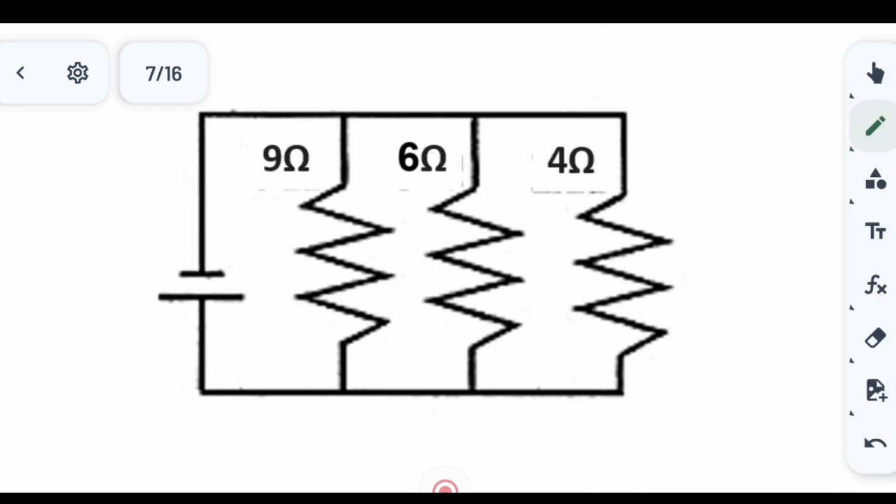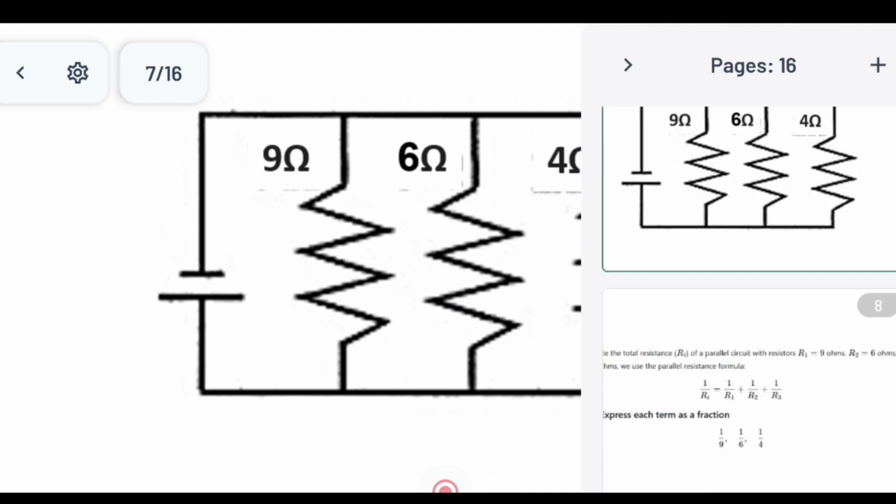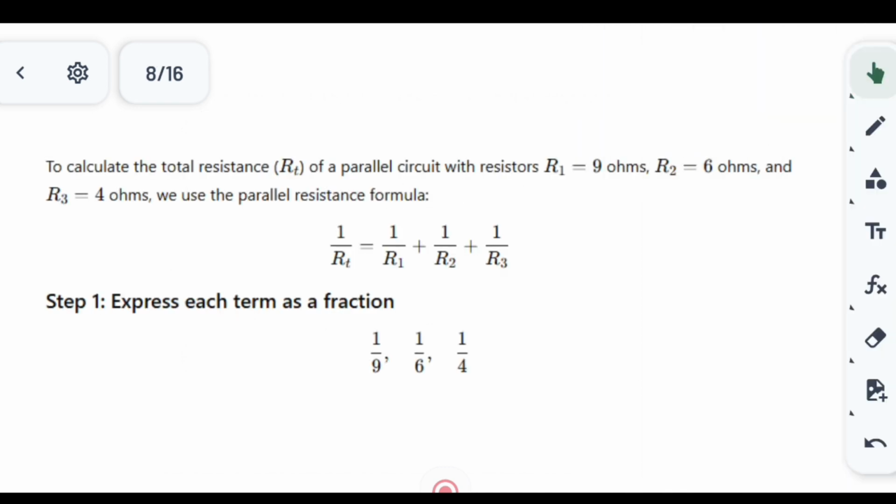How about this one? This one is a parallel circuit as well. You have 9 ohms, 6 ohms, and 4 ohms. Now, for you to calculate the total resistance of a parallel circuit with resistors of 9 ohms, 6 ohms, and 4 ohms, we use the parallel resistance formula: 1 over total resistance equals 1 over the first resistance plus 1 over the second resistance plus 1 over the third resistance.